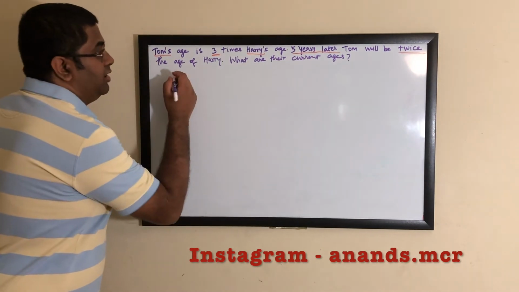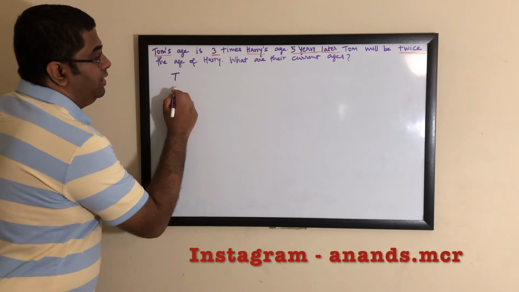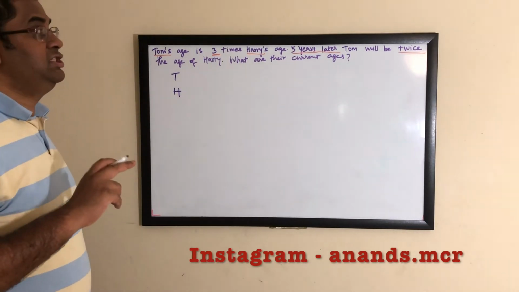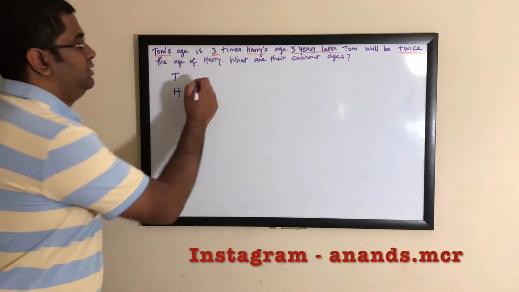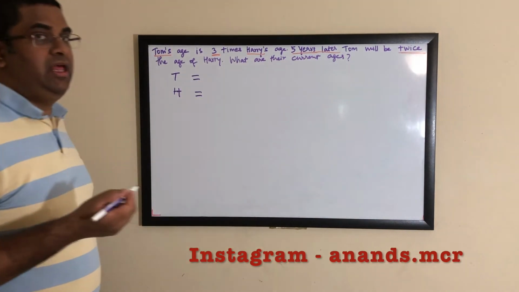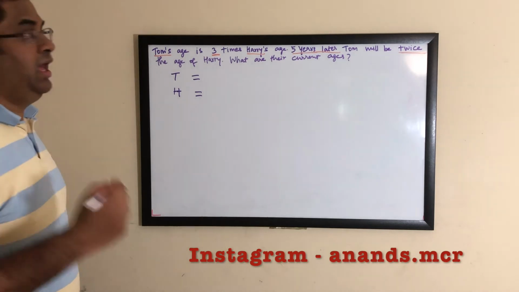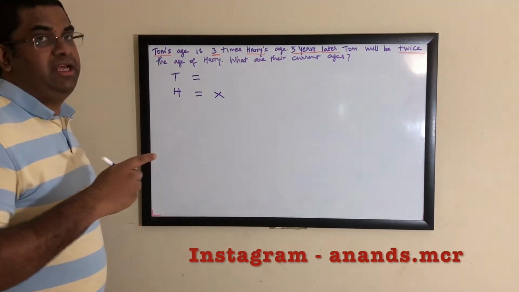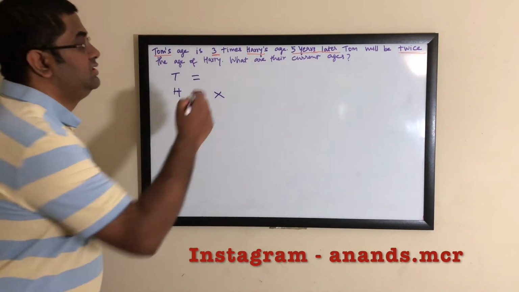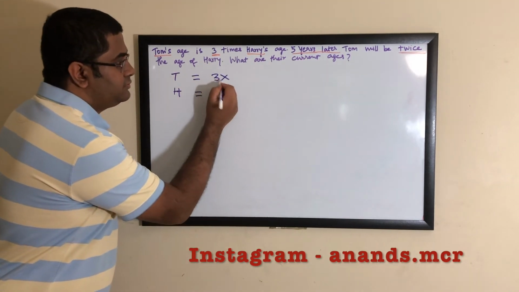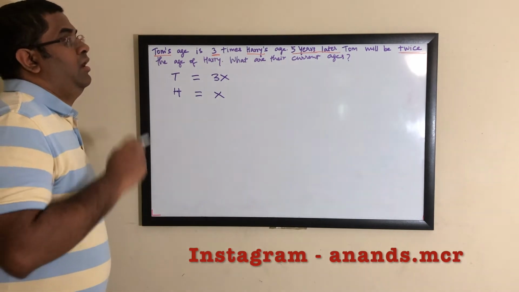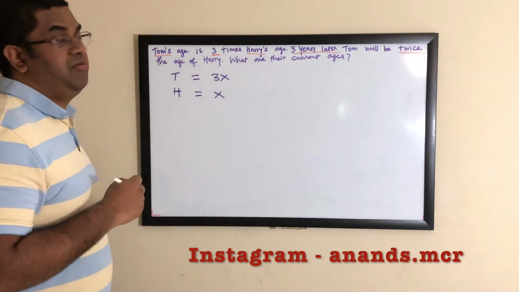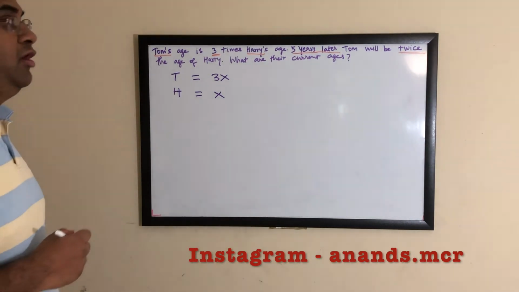Let us write down the notations. There are two people, Tom and Harry, and Tom's current age is 3 times Harry's age. As we have seen in the earlier problem, let us assume Harry's age to be x. If Harry's age is x, Tom's current age is 3 times x, which is 3x. Okay. And now let us move on to the next piece of information that we have available in this problem.